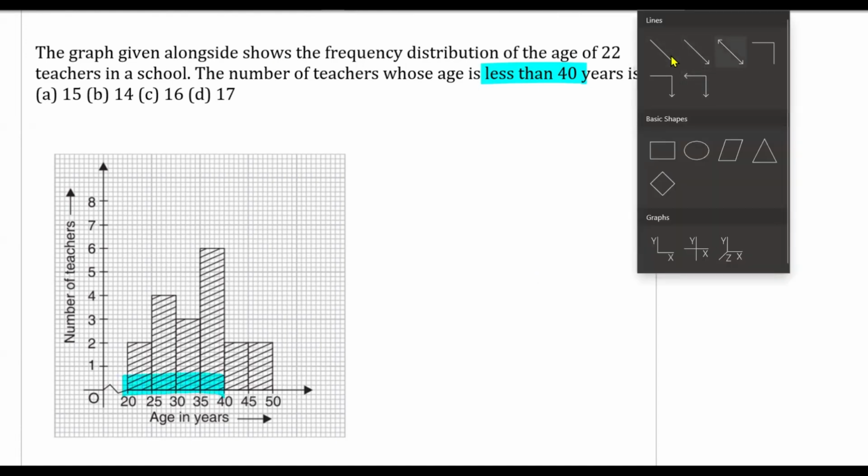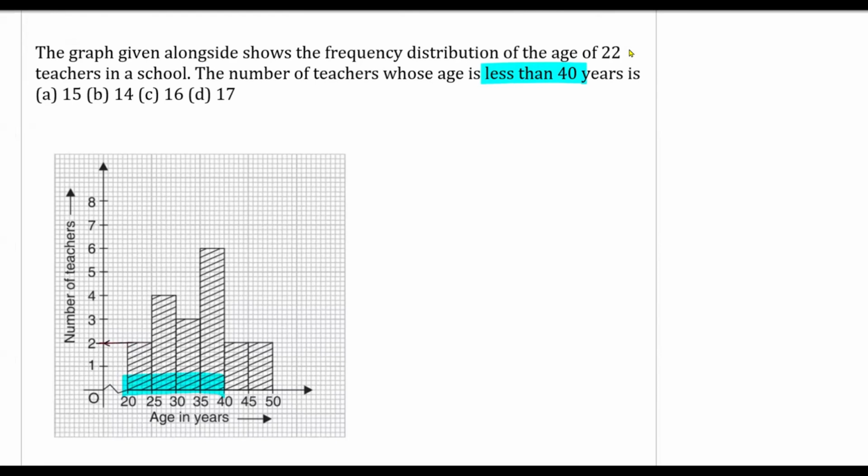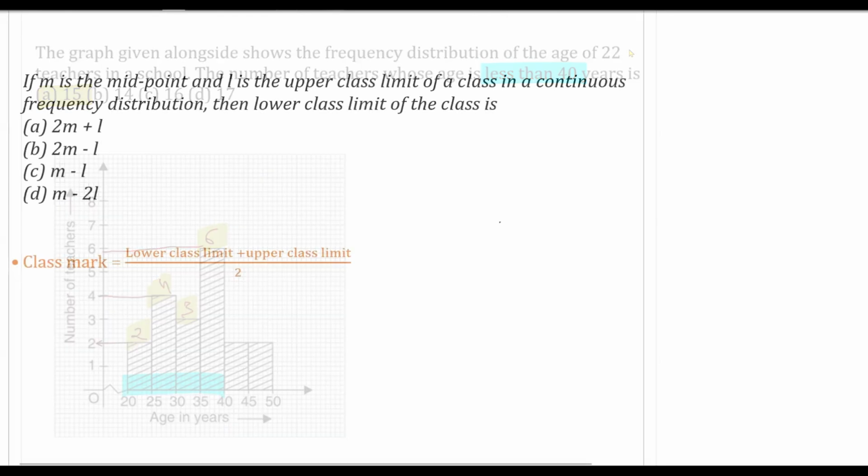Same as the previous part, what we are going to do is write down the frequency. So I can see this is 2 and this is 4. So let's write down: this is 2, this is 4, and for this it is clearly 3, and then we have to get till here, which is 6. So we are going to add these values, that is 2 plus 4, 6. 6 plus 3 is 9, and 9 plus 6 is 15. So the number of teachers whose age is less than 40, obviously 40 will not be included, is the sum of these values. Yeah, 15 is what we got.